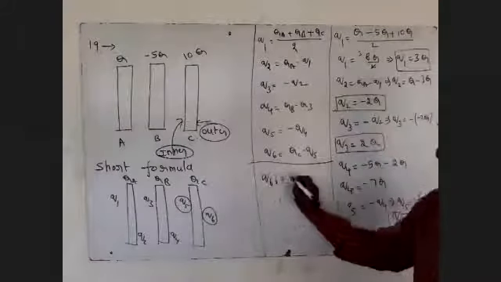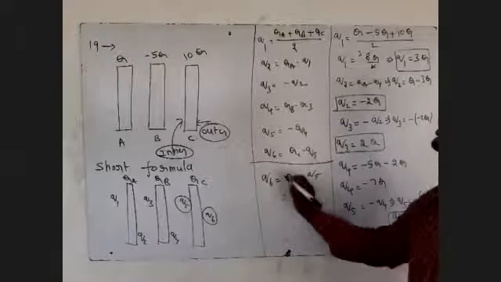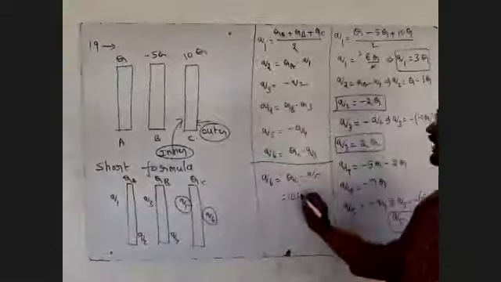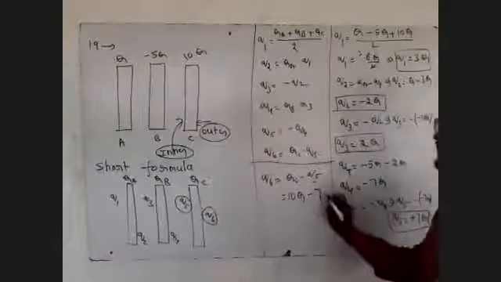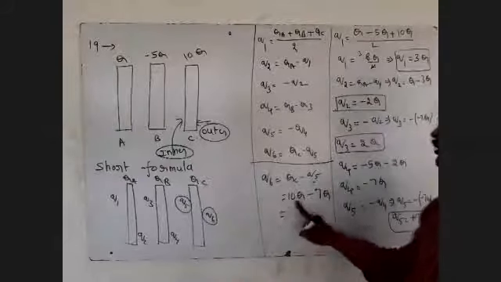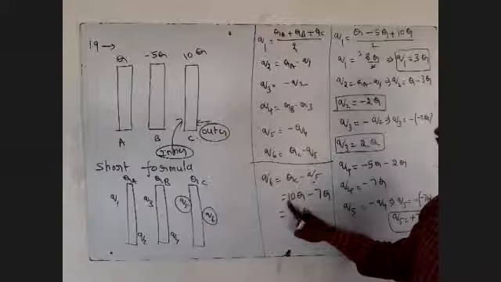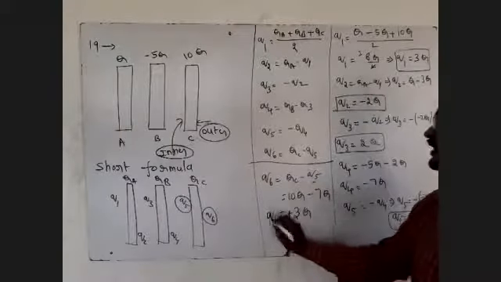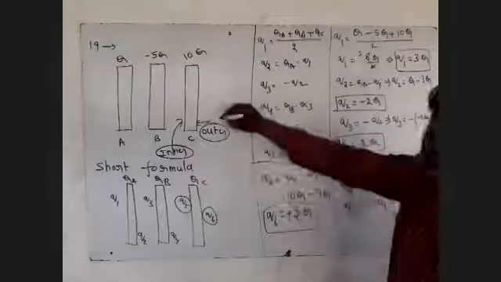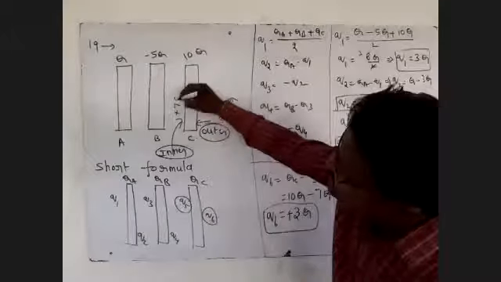Q6 value is equal to QC minus Q5 value. What is the QC value? 10Q. So 10Q minus the Q5 value. What is the Q5 value? Plus 7Q. So 10Q minus 7Q is 3Q. This is the greater value, and we are taking the positive. This is the Q6 value. Your answer: outside value is plus 3Q, inside value is plus 7Q. This is your answer.